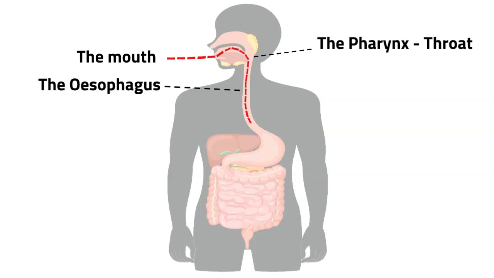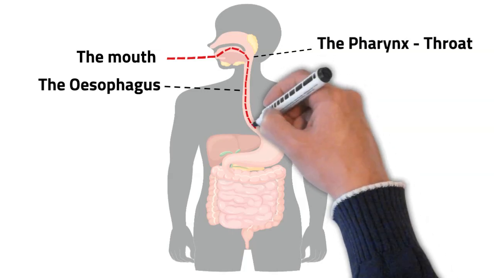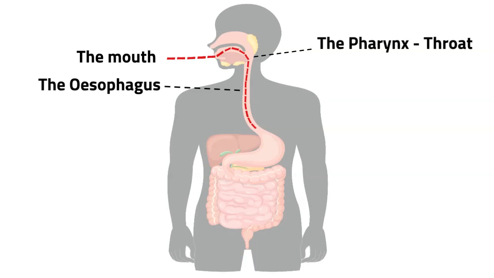The esophagus is also known as the gullet. The esophagus is a muscular tube. It connects your mouth to your stomach. When you swallow food, the walls of the esophagus squeeze together. In other words, they contract. This moves the food down the esophagus to the stomach.